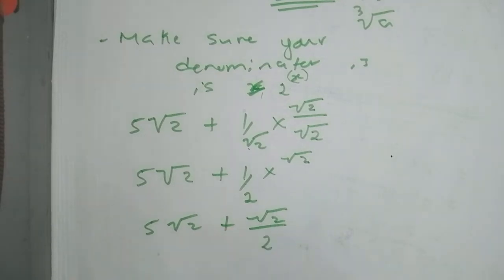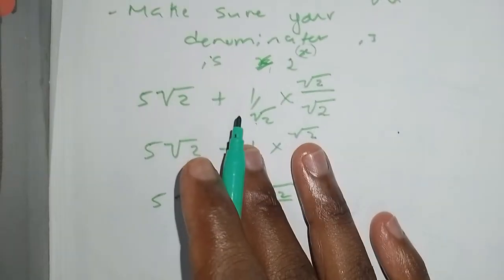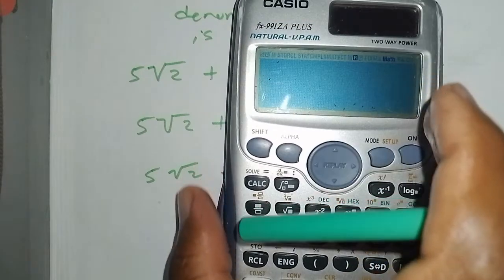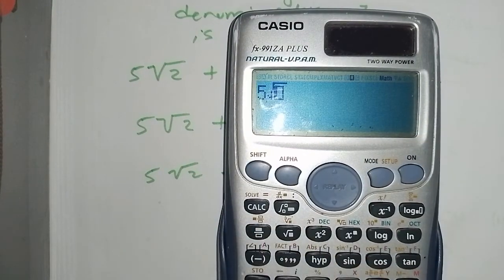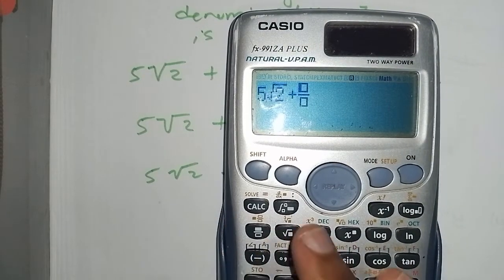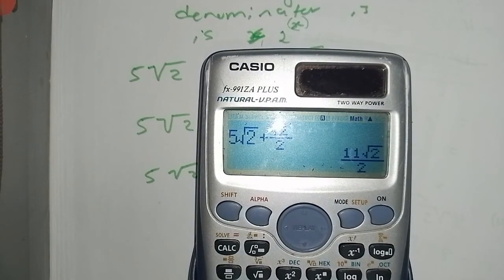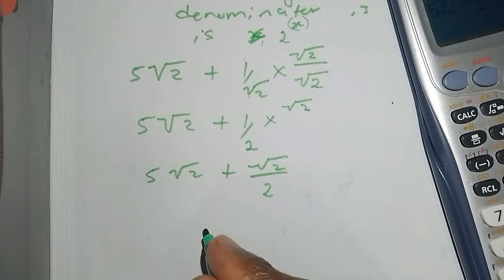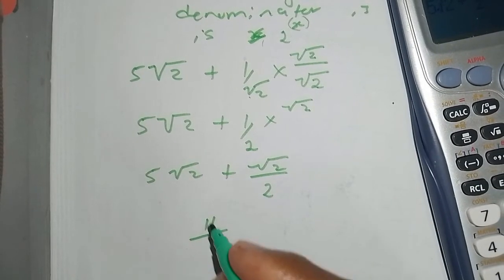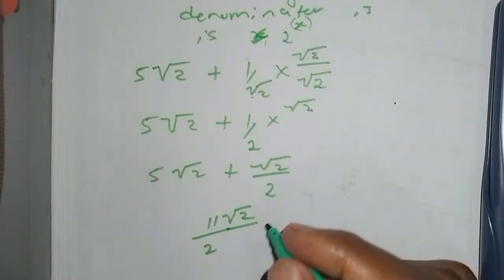And then you can just add them, and if you add them, I believe you're going to have something like, okay, let me just use a calculator, because I'm just going to say 5 root 2 plus root 2 over 2. There's my final answer: 11 over 2, then we have root 2 by that side. This is your final answer.